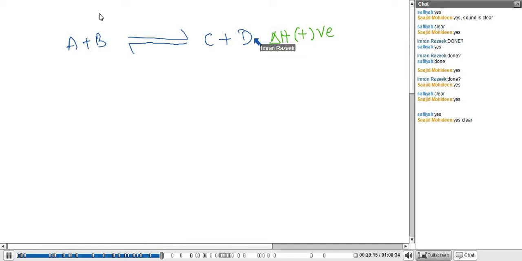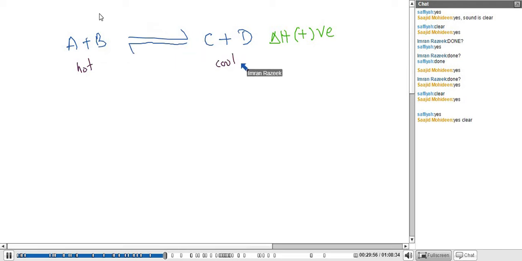When I say the forward reaction is endothermic, what is understood is that when more C and D are produced, heat is absorbed. As A and B react to form C and D, heat is absorbed from the surroundings, so the products will be lower in temperature, much cooler than the reactants. Reactants will be hot, the products will be cool. This is a very important point because every year you get questions on how to explain how the temperature affects the equilibrium.